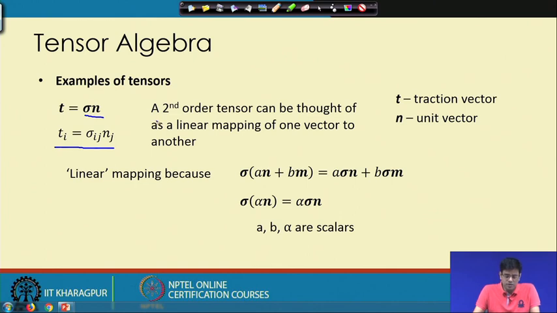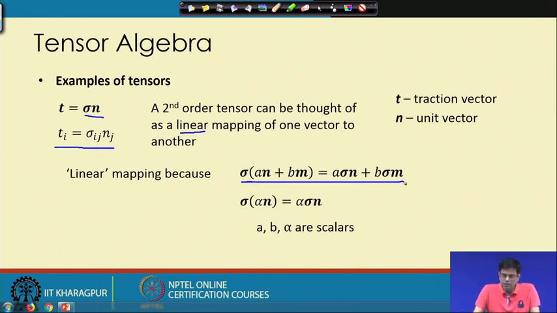as I was discussing in the last class, a second order tensor can be thought of as a linear mapping from one vector to another vector. So, essentially it is a linear transformation. Why does the word linear matter? Linear comes from the basic definition of a linear function. If I use two arbitrary scalars a and b and two arbitrary vectors n and m, and I post multiply with this tensor sigma, then my result should be a sigma n plus b sigma m.